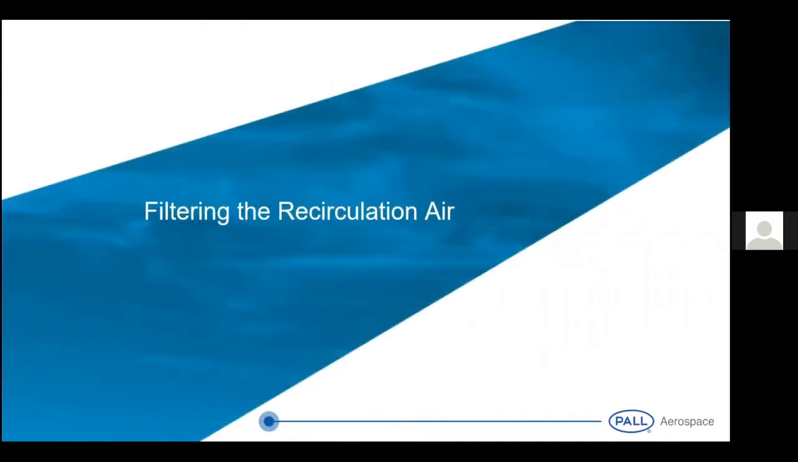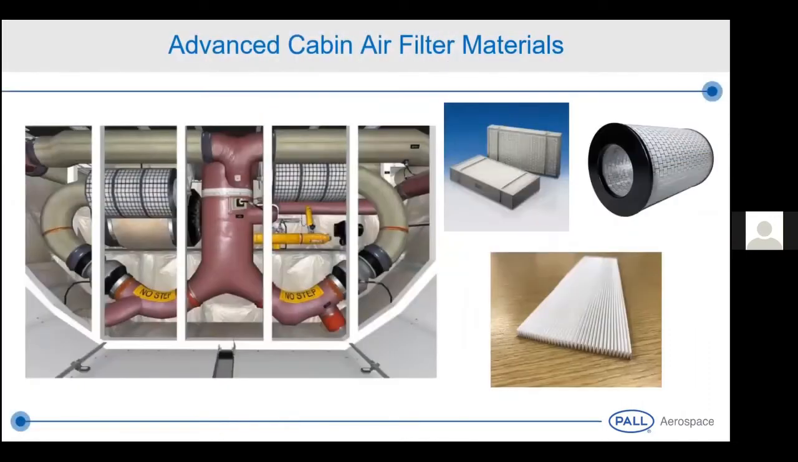A little bit about the filter and the recirculation air itself. You can see on the left-hand side the actual ECS. So you're looking at the mixing chamber, and on each side of the mixing chamber we have this recirculation line.